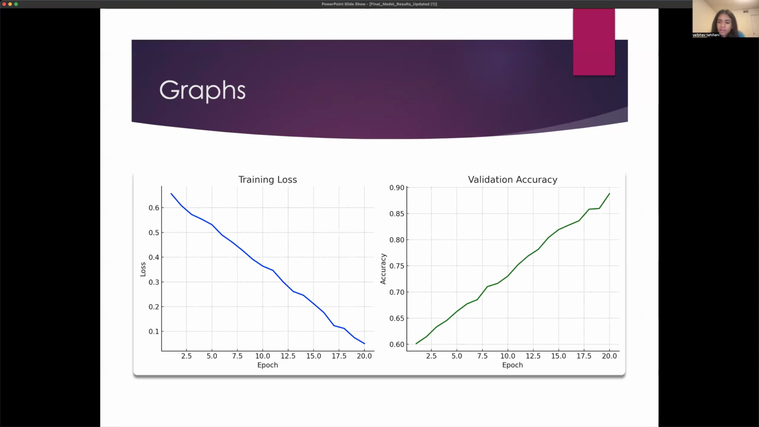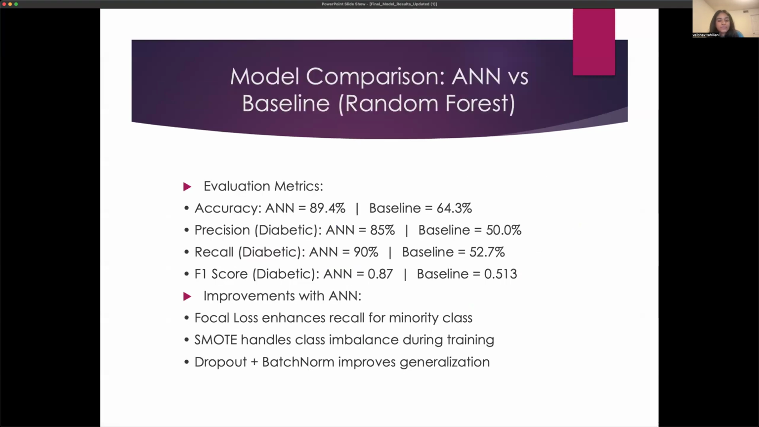So, moving to the next slide, here are our graphs, and these two graphs show how our model improved over time during training. On the left, we see that the training loss continuously decreases, which means that the model is learning to make better predictions on the training data. And on the right, we see that the validation accuracy steadily improves and reaches about 90% by the final epoch. The consistency between low training loss and rising validation accuracy indicates that our model is not overfitting and generalizes well to unseen data.